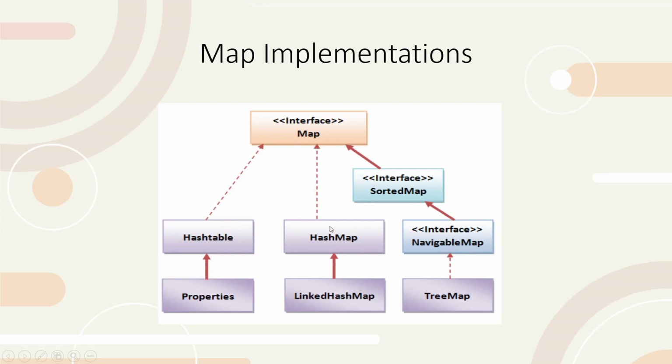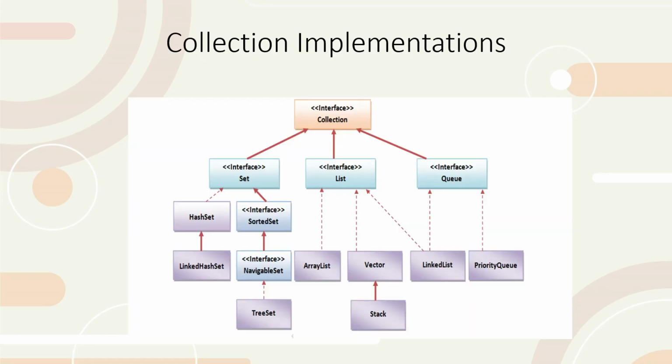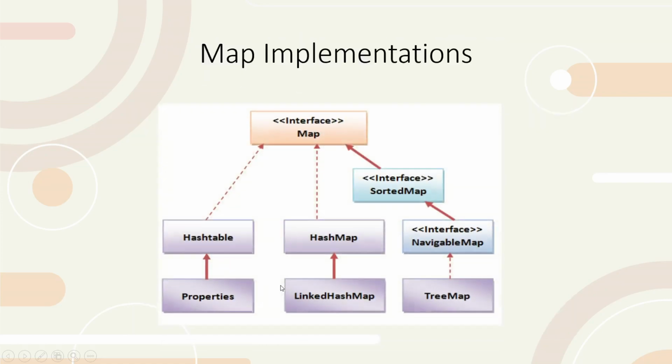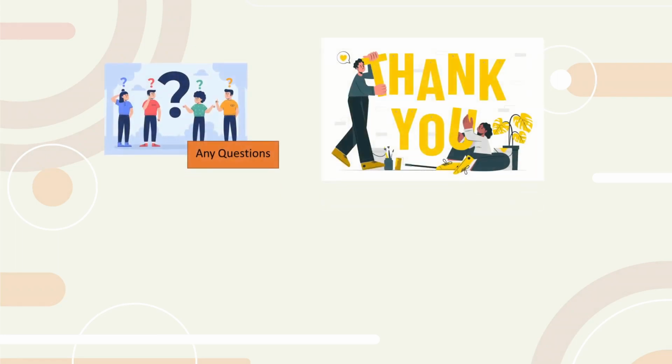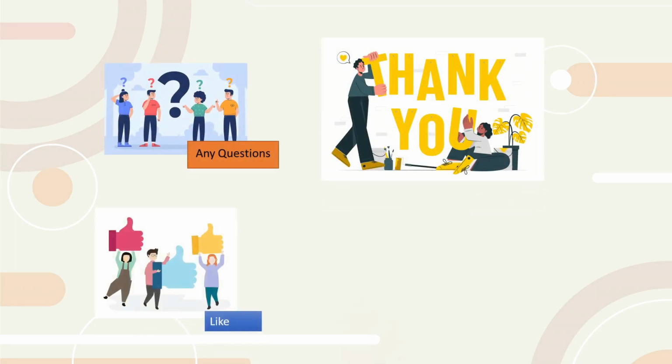So if we observe, this basically looks like the Set interface. You can see Set, HashSet, LinkedHashSet, SortedSet, NavigableSet and TreeSet. If we look into the Map interface, you can see Hashtable and Properties. So these are legacy classes, whereas if we compare to the HashSet, it looks similar. So that's all. That's a brief overview of the Collection Framework hierarchy.